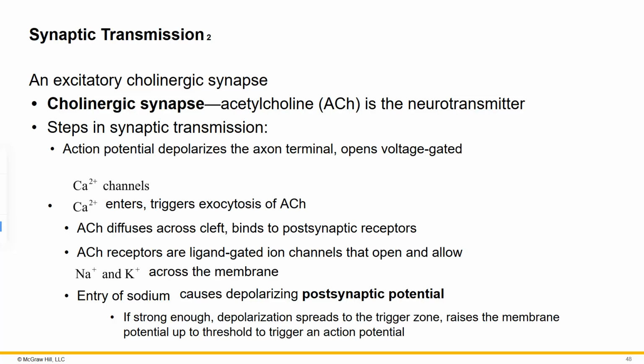Acetylcholine is going to diffuse across the gap, or the cleft, and bind to the postsynaptic receptors. Acetylcholine receptors are ligand-gated ion channels that open and allow sodium and potassium across the membrane. Entry of sodium causes depolarization. Postsynaptic potential: if it's strong enough, the depolarization spreads to the trigger zone, raises the membrane potential up to threshold, and then another action potential is triggered.